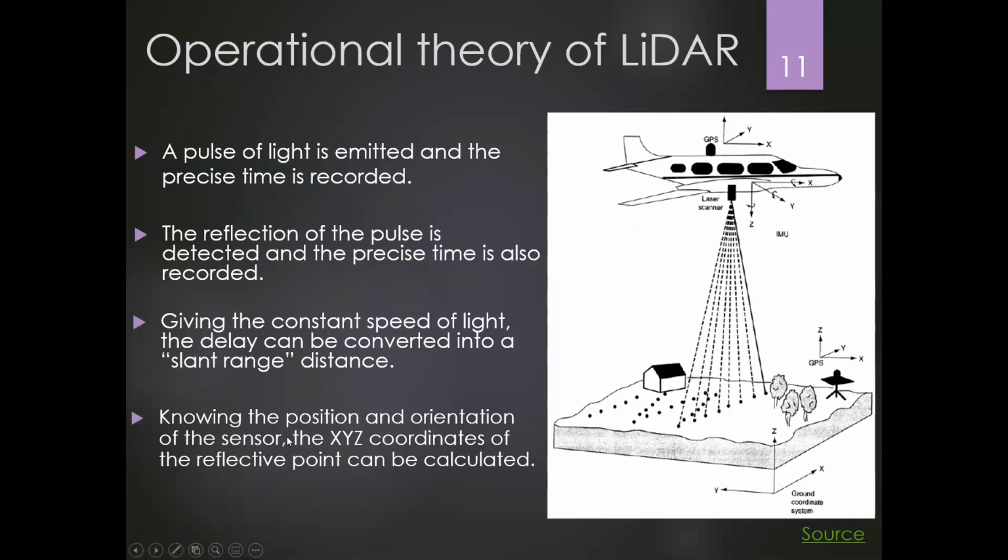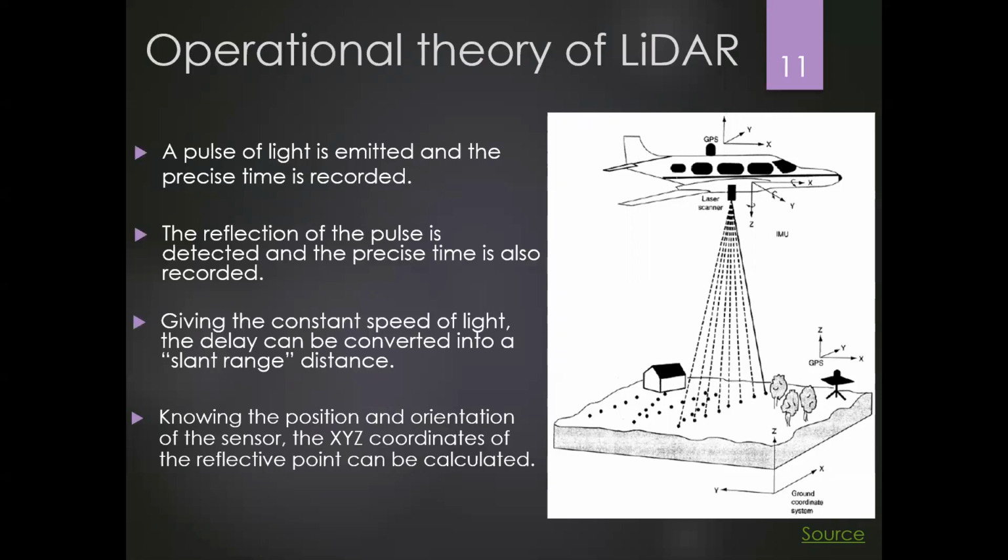In order to find that out, we need XYZ. And XYZ can be decided by the position of the sensor and the orientation of the sensor. Remember GPS and IMU. GPS is here for the position of the sensor. Even though the plane is flying pretty fast, as long as your GPS is accurate enough, the position of the sensor can be recorded. Orientation can be what? Can be detected by IMU.